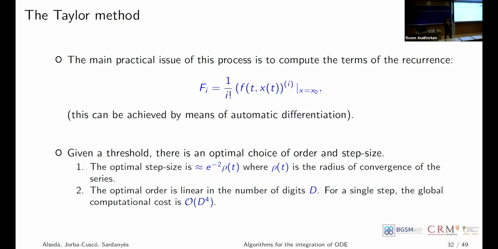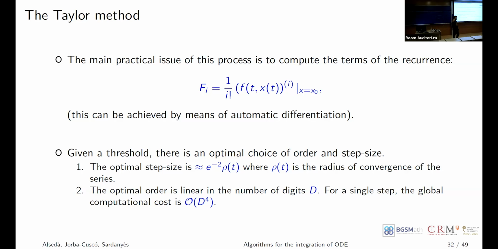And the optimal order is linear with the number of digits of accuracy. If I want to double the number of digits of accuracy, I have to double the order. So that has no competition in this world of finite order methods.